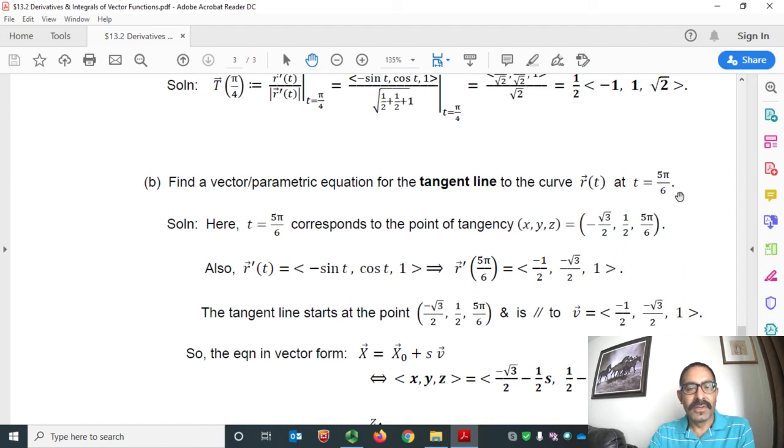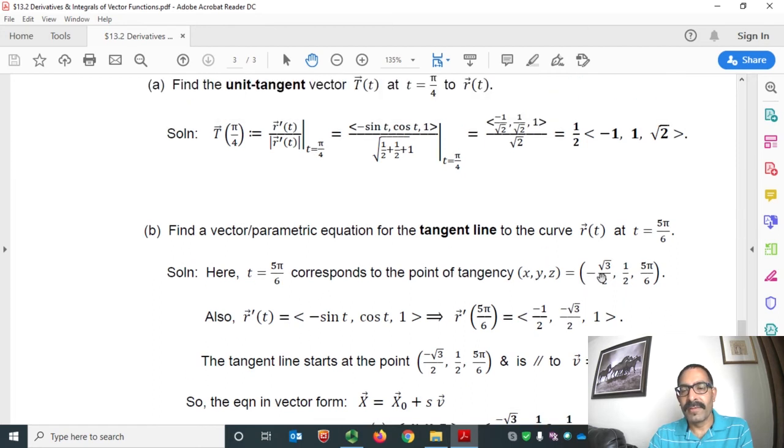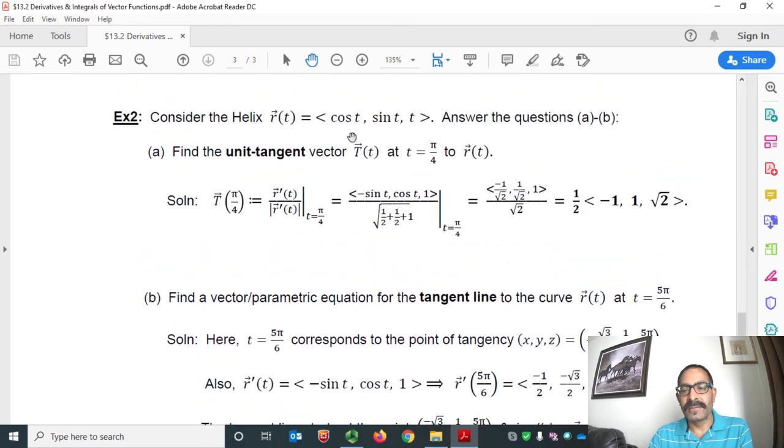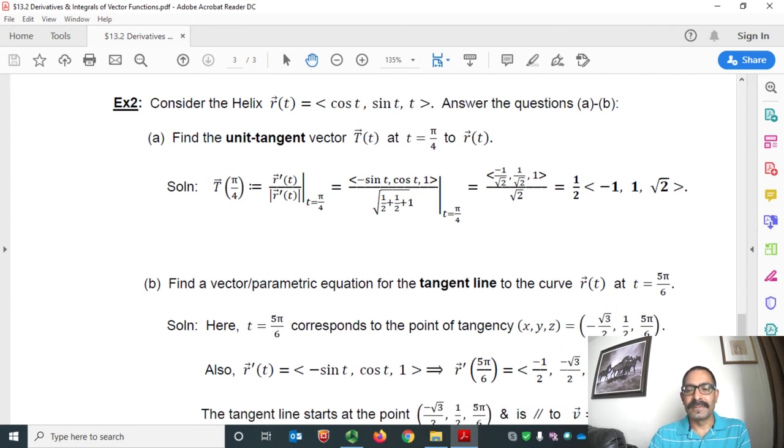Great. So t equals 5 pi over 6 corresponds to the point minus radical 3 over 2, 1 over 2, 5 pi over 6. So this point, just put it here. Cosine 5 pi over 6 is minus radical 3 over 2, sine 5 pi over 6 is 1 over 2, and t equals 5 pi over 6.